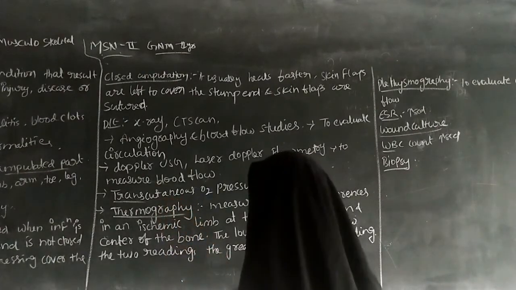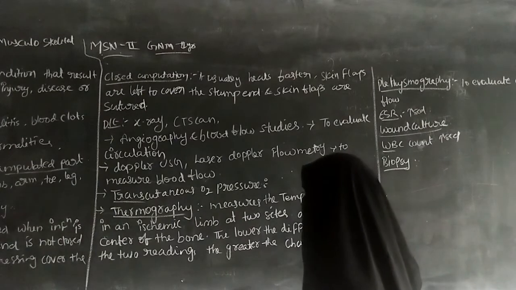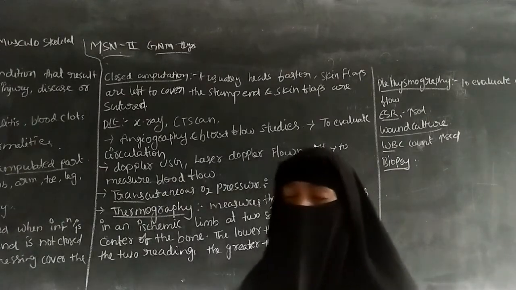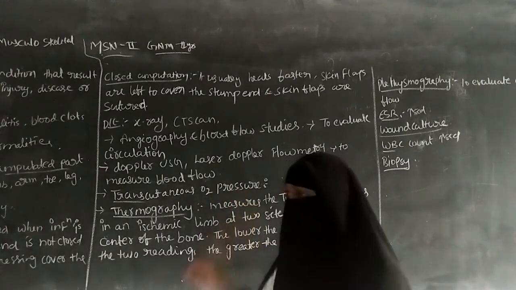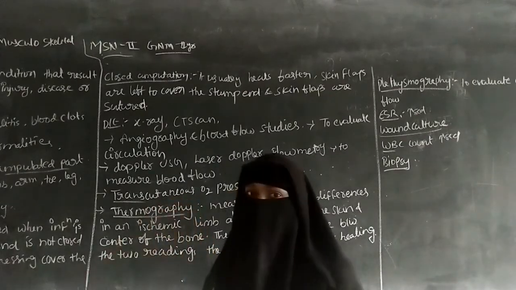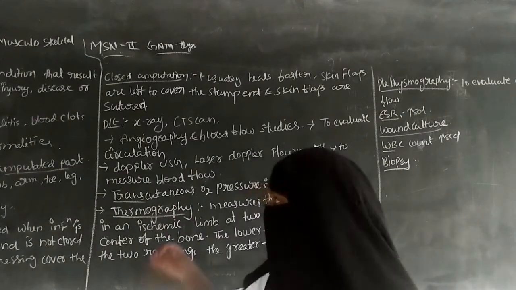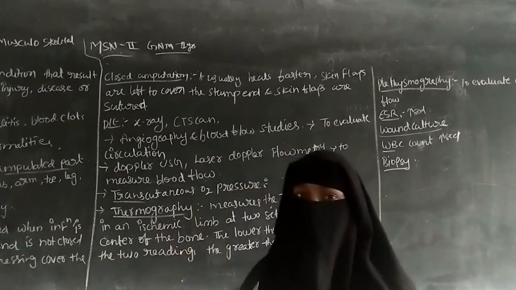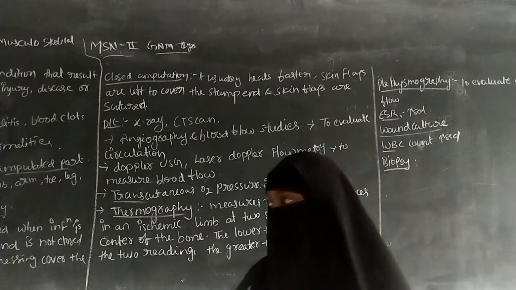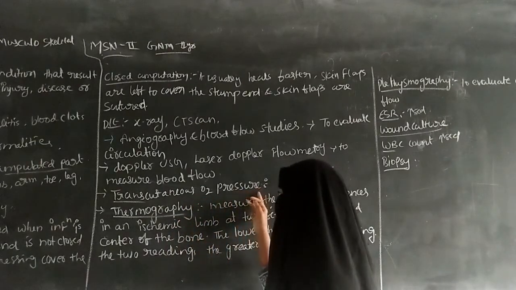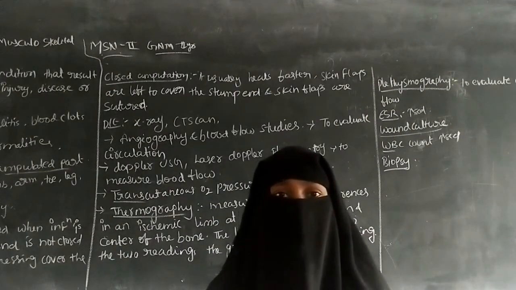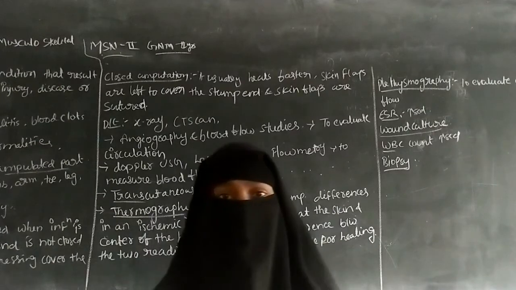And the next one is transcutaneous oxygen pressure. In transcutaneous oxygen pressure, it can be used to diagnose the supply of oxygen to the tissues under the skin. Whether the oxygen supply to the tissues is good and sufficient or not, we can identify by the transcutaneous oxygen pressure. So by this we can identify the supply of oxygen to the tissues under the skin.